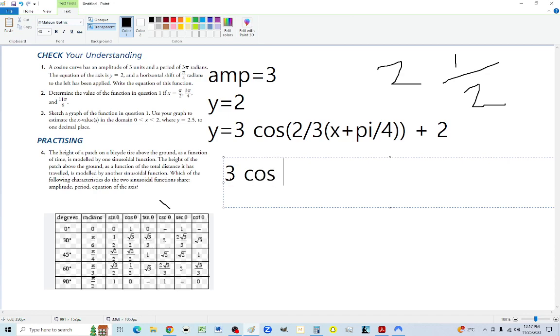So 3 cos 2/3, and the angle we're using is 11 pi over 6 plus pi over 4. I probably did an addition wrong there. Plus 2. This becomes 12 if I multiply it by 3. This becomes 12 if I multiply it by 2. So I get 25 pi over 12. Oh yeah, okay, so 25 pi over 12. Let's see what that does for me.